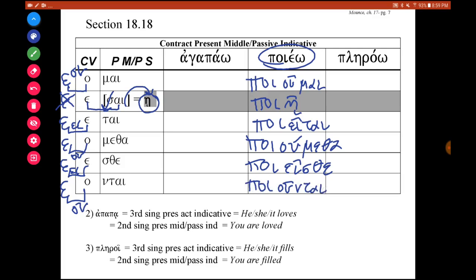So these are the forms for the present, middle, passive, indicative, and we're going to translate this passively. This would be I am being made or done. You are being made or done. He, she, it is being made. We are being made. You all are being made. They are being made. And so let's say these forms together in Greek. Ready? 1, 2, 3. Poioumai, poiei, poieitai, poioumetha, poieisthe, poiountai.